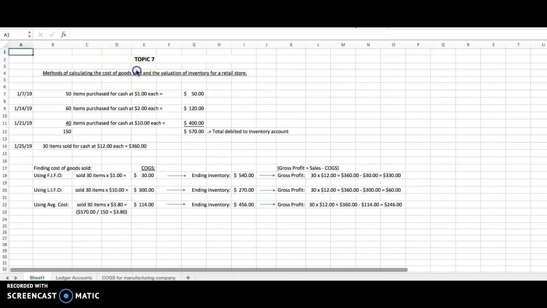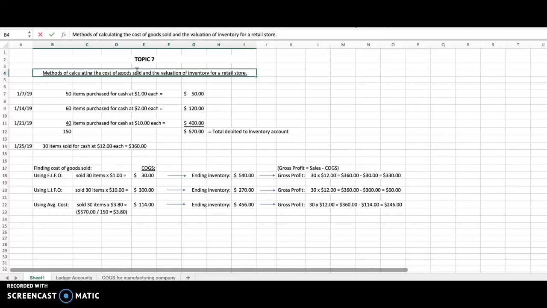First of all, I want to point out this line here. We're looking at methods of calculating the cost of goods sold and the valuation of the inventory for a retail store. All of our examples in topic 7 have dealt with retail stores. These are businesses that buy items already manufactured. So we may be selling toys, for example. We buy a toy that's already manufactured, put together, in a box, and we buy it from a supplier and then we sell it at a higher price. So this is how retail stores obviously work. They don't manufacture the item.